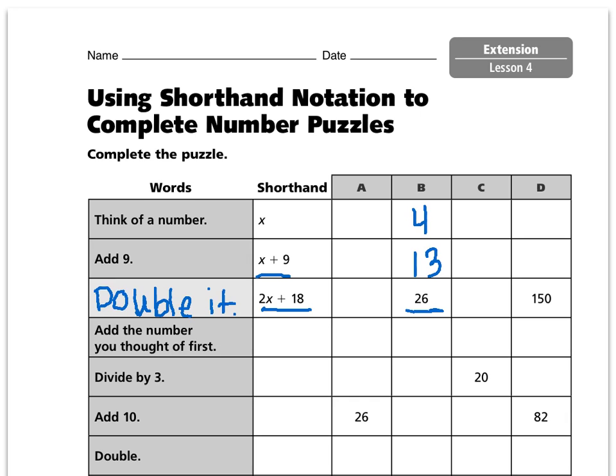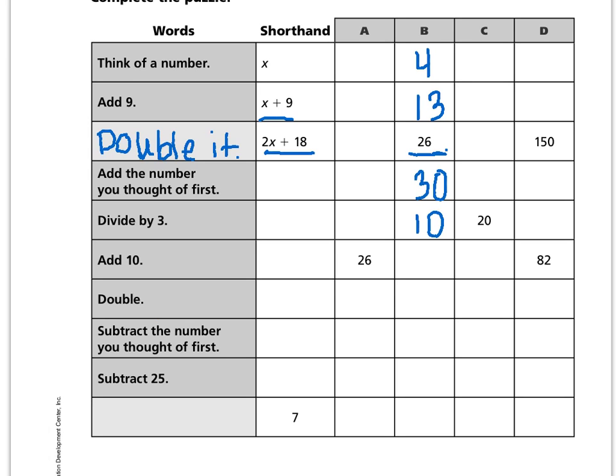You can then start working forward again, starting at the 26. You add the number you thought of first, so 26 plus 4 is going to equal 30. You divide that by 3, which is going to equal 10. You add 10 to that, which is going to equal 20. You double that, which will equal 40. Subtract the number you thought of first, so 40 minus the 4, which is going to equal 36. You're going to subtract 25 from that. That's going to equal 11.